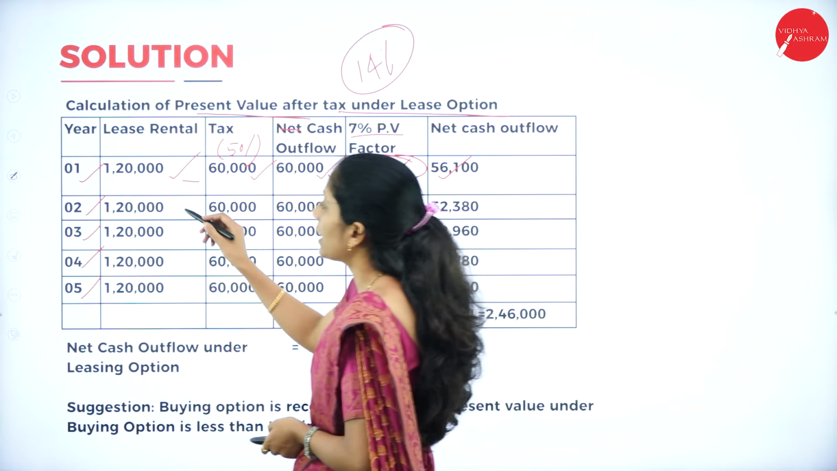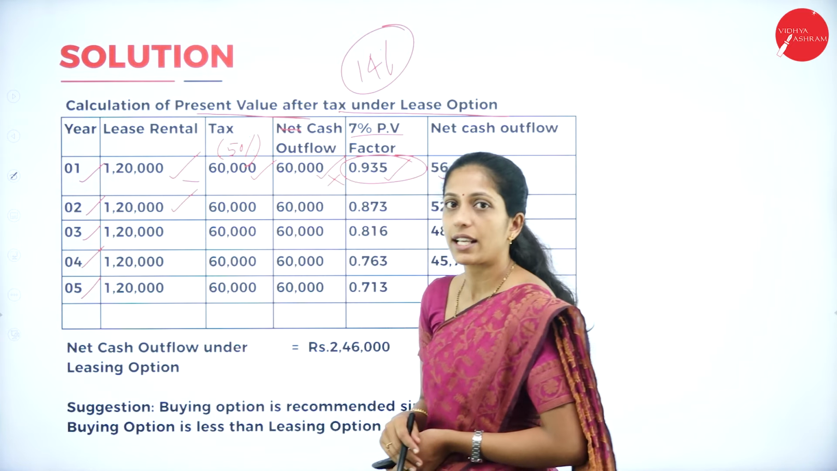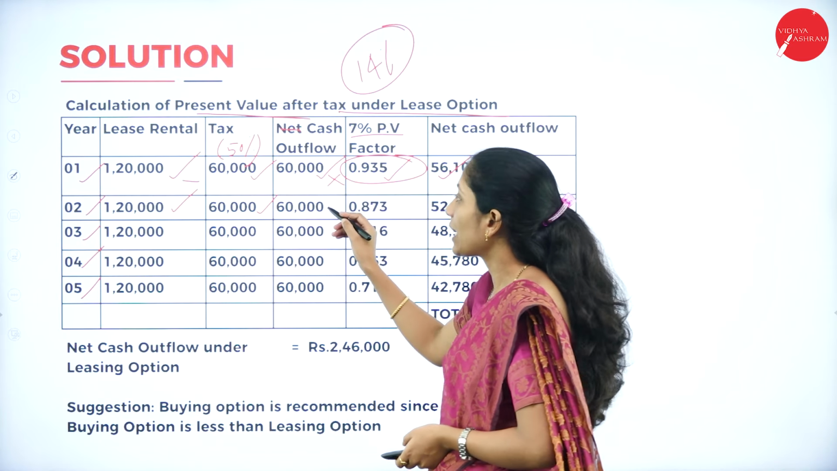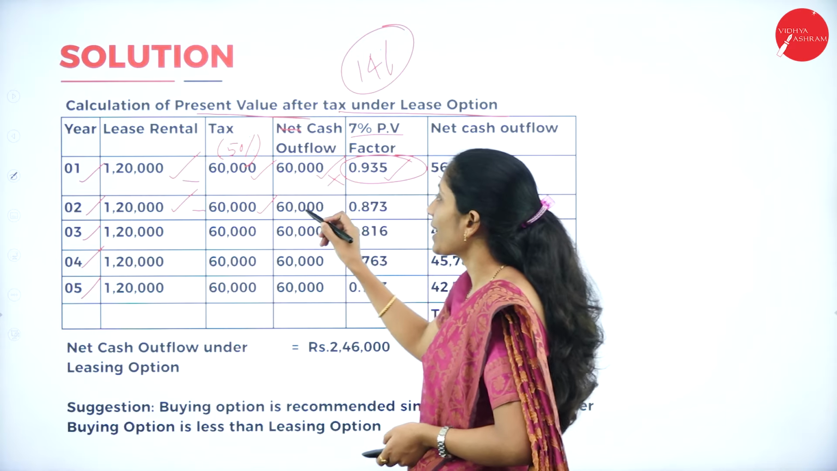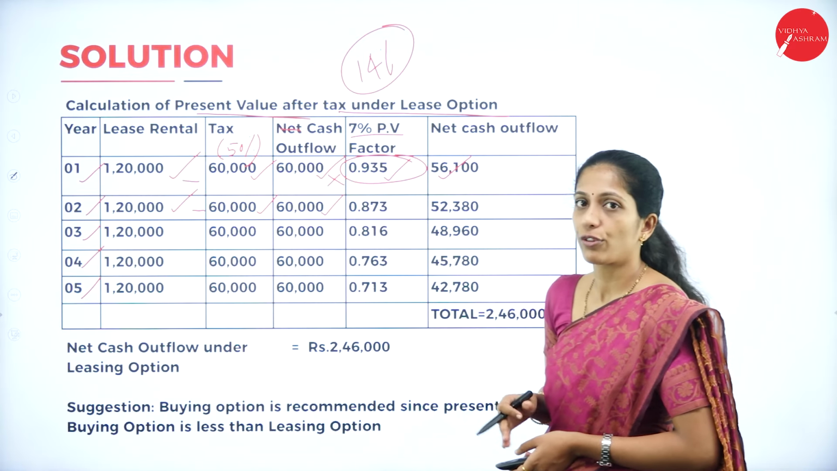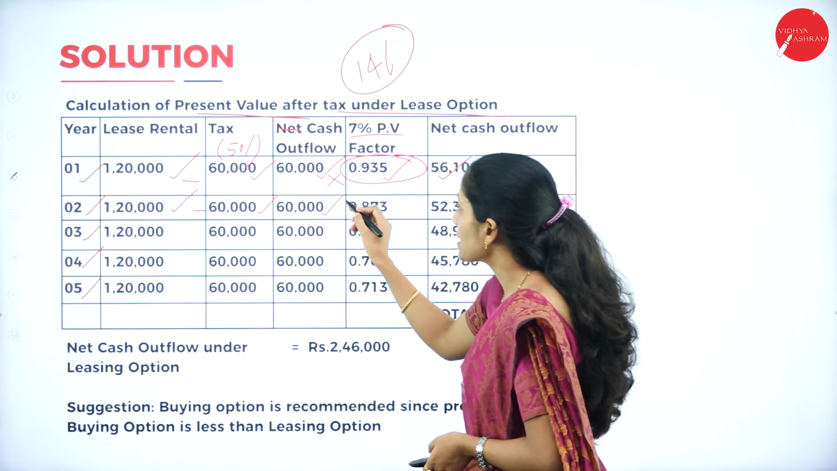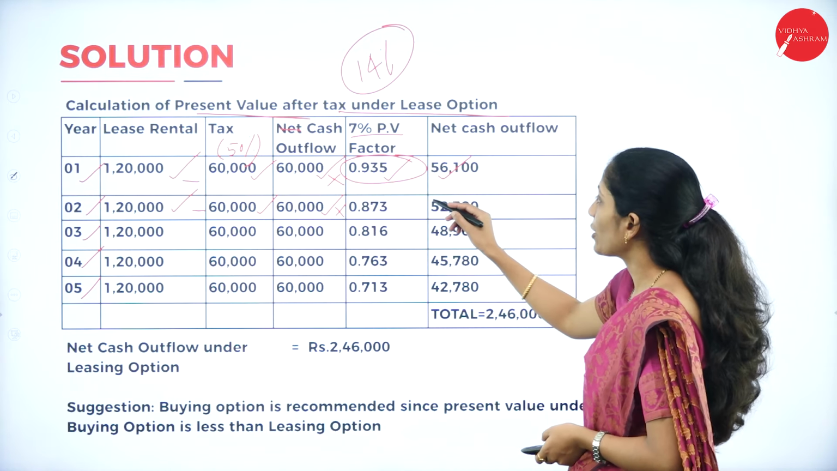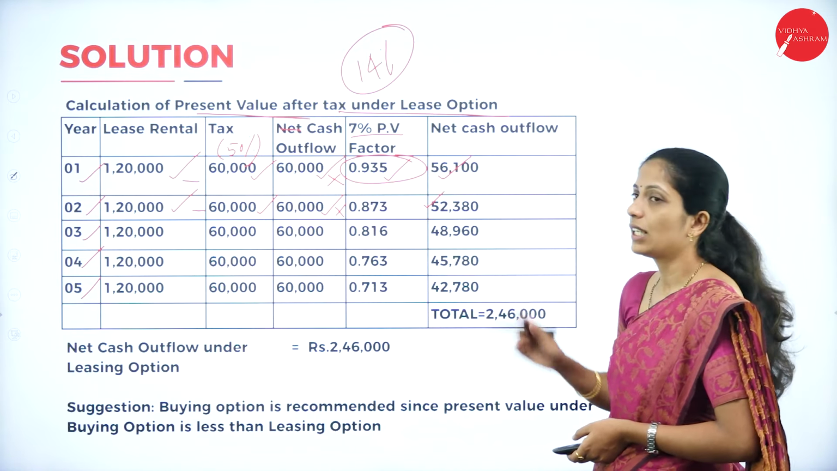Now come to the second year. Of course we know the lease rental is 1,20,000, and the tax rate is 50%. Lease rental minus tax, the remaining cash outflow is 60,000. So apply the second year PV factor, that is 0.873. When you multiply, you'll get 52,380.